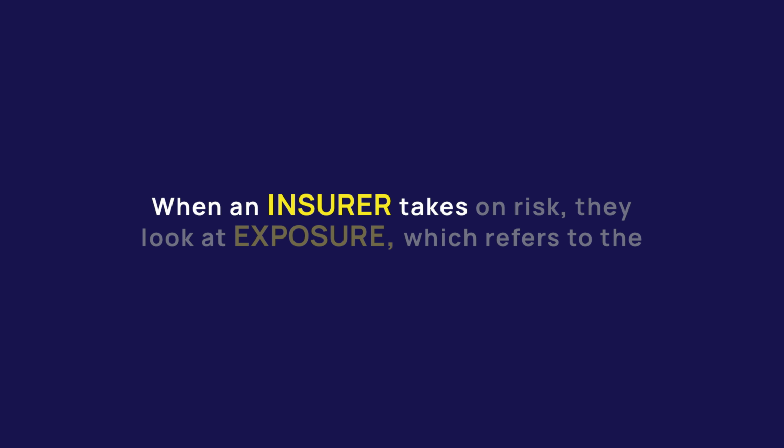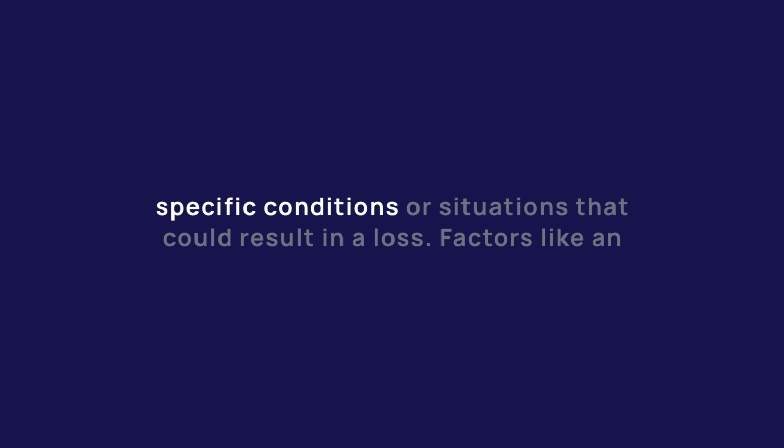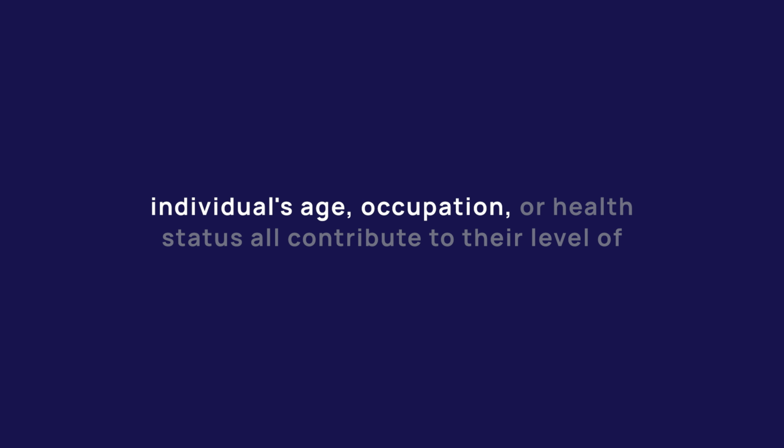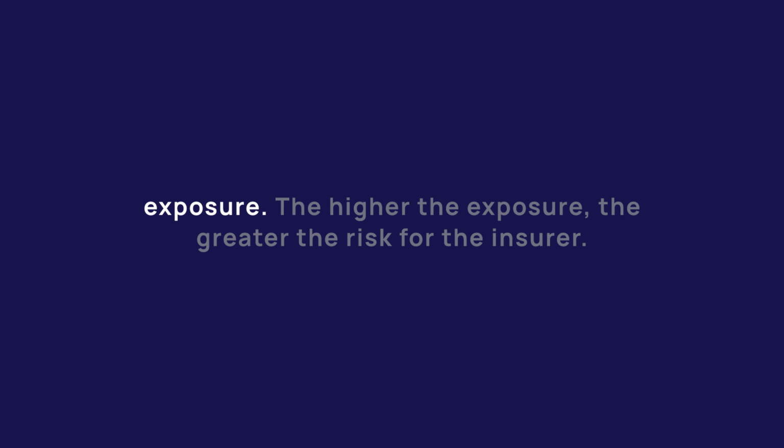When an insurer takes on risk, they look at exposure, which refers to the specific conditions or situations that could result in a loss. Factors like an individual's age, occupation, or health status all contribute to their level of exposure. The higher the exposure, the greater the risk for the insurer.